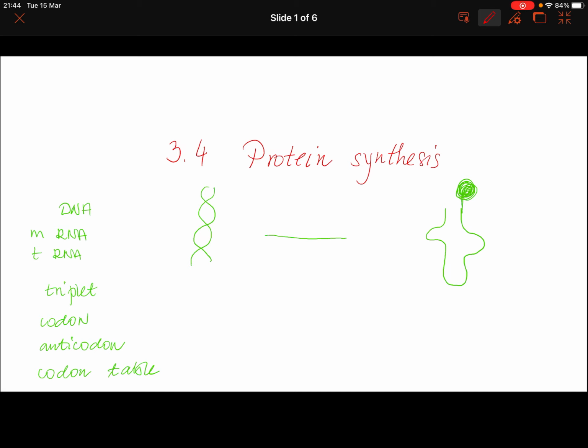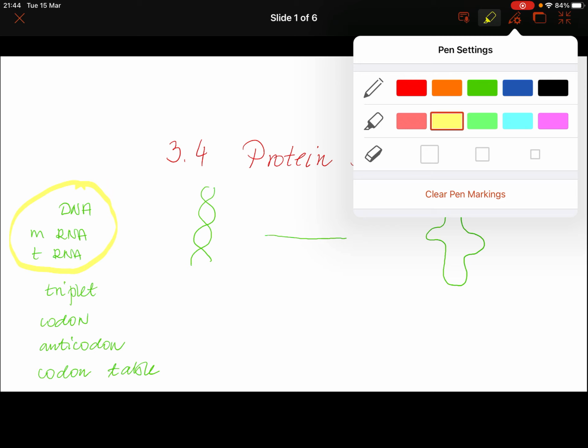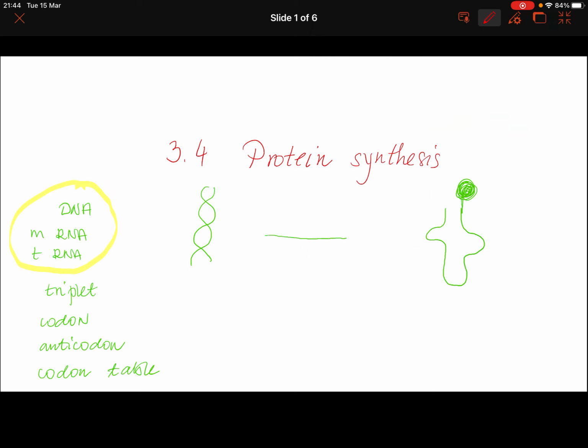Of course, DNA, mRNA, tRNA, those are examples of the nucleic acids that are necessary to understand the topic of protein synthesis. So, DNA, of course, it's a double helix. And you've learned about the DNA replication previously, and you've known that both of the strands act as a template in the process of DNA replication. However, what will happen in protein synthesis, only one strand acts as a template.